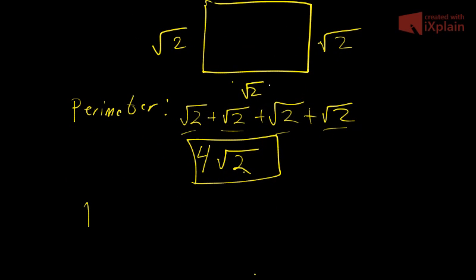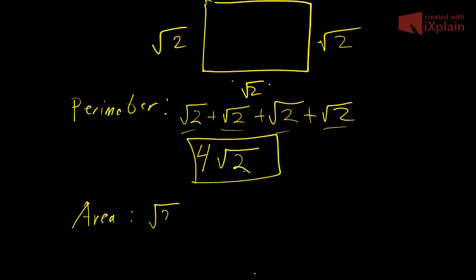The area is going to be a little bit nicer. The area, as always, is going to be base times height. My base is the square root of 2. My height is the square root of 2. And the square root of 2 times the square root of 2 is 2. And that would be our answer.